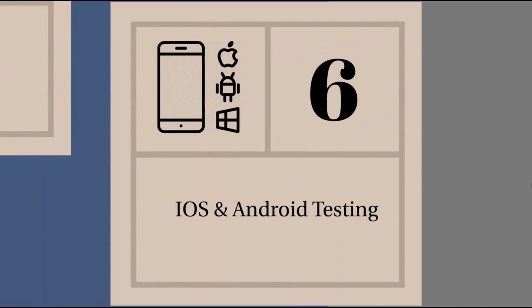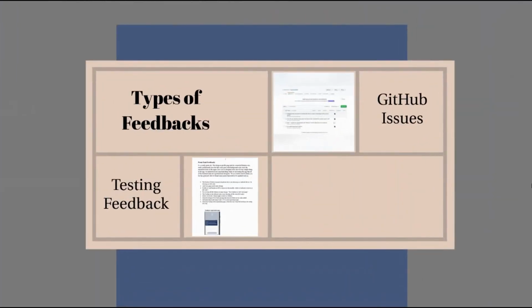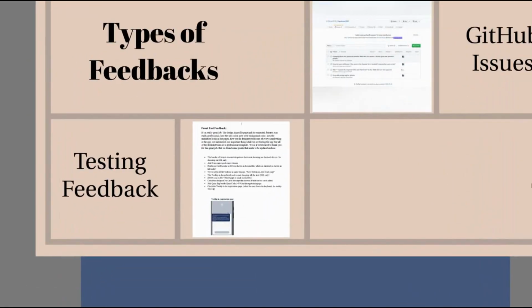Having tested the app features, now it's time to provide feedback to the developers and designers. We report all the important issues using the GitHub tool, and then create a list of feedback and discuss it with the teams.